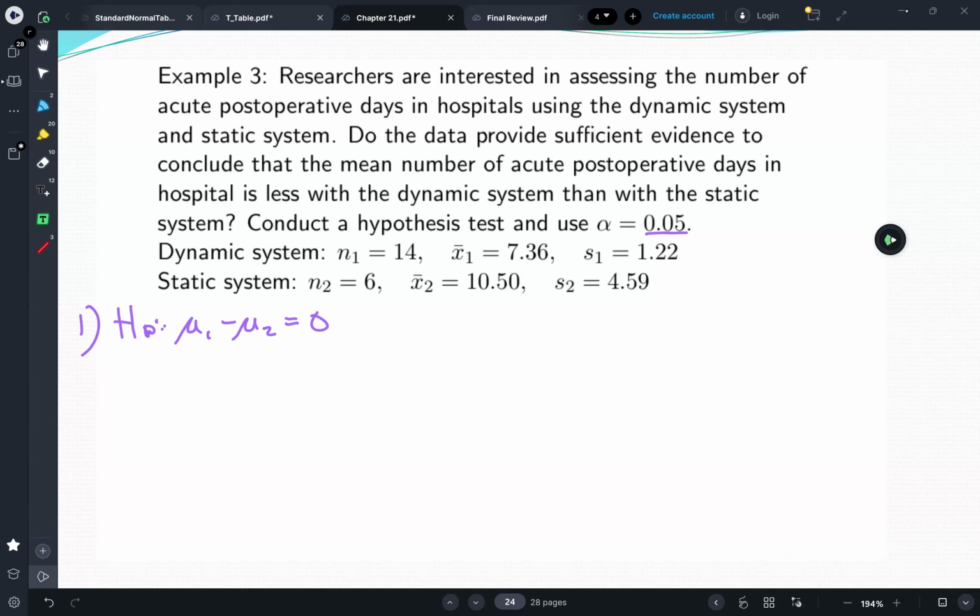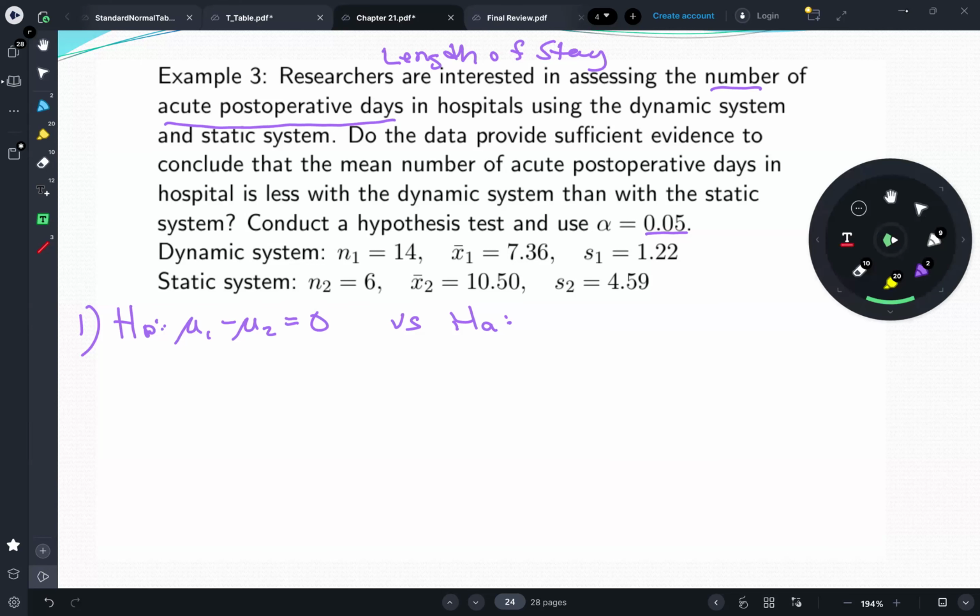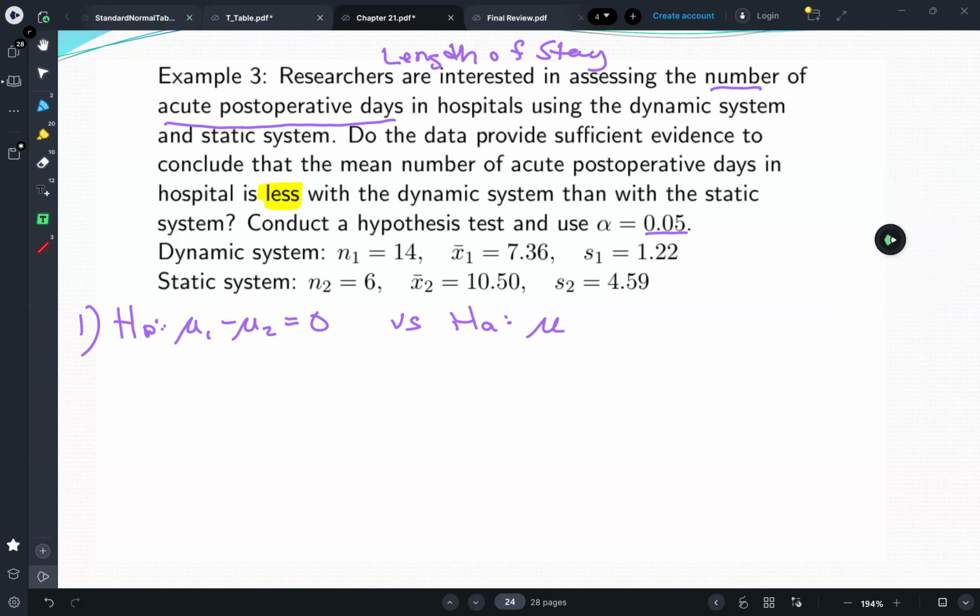So this is, remember, the length of stay. We call it length of stay in the hospital after the surgery, versus the alternative hypothesis. Well, we go back to the question, read the question in your little scenario and ask: do the data provide sufficient evidence to conclude that the mean number of acute postoperative days is less? Here's the key word, less. So that's going to say that the difference is less.